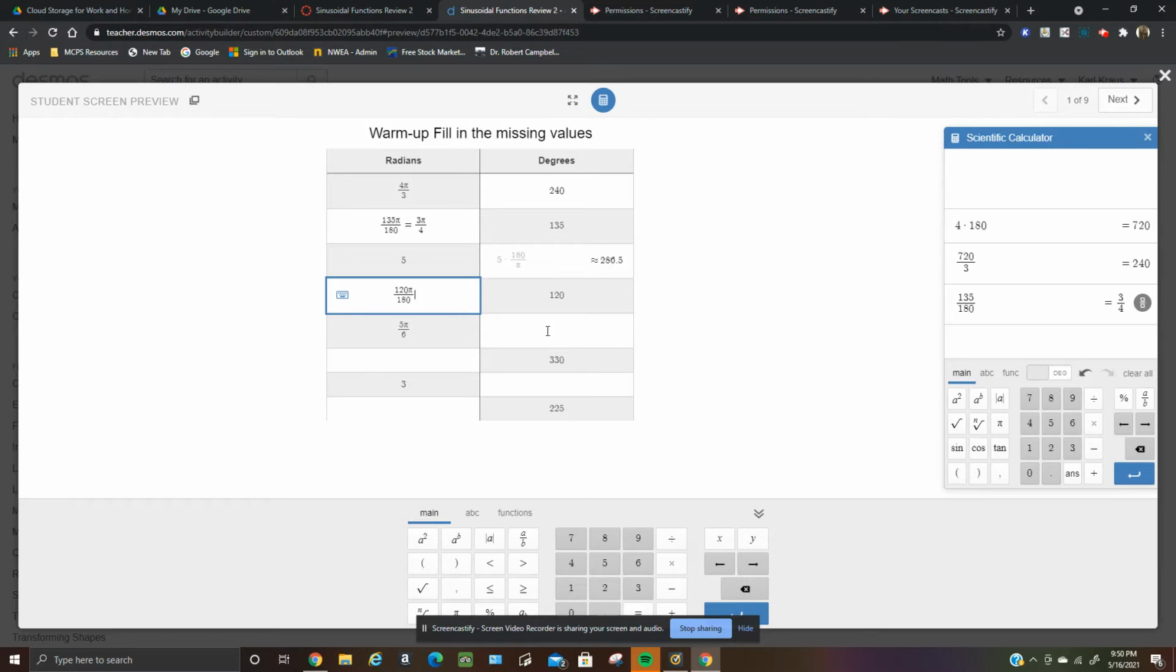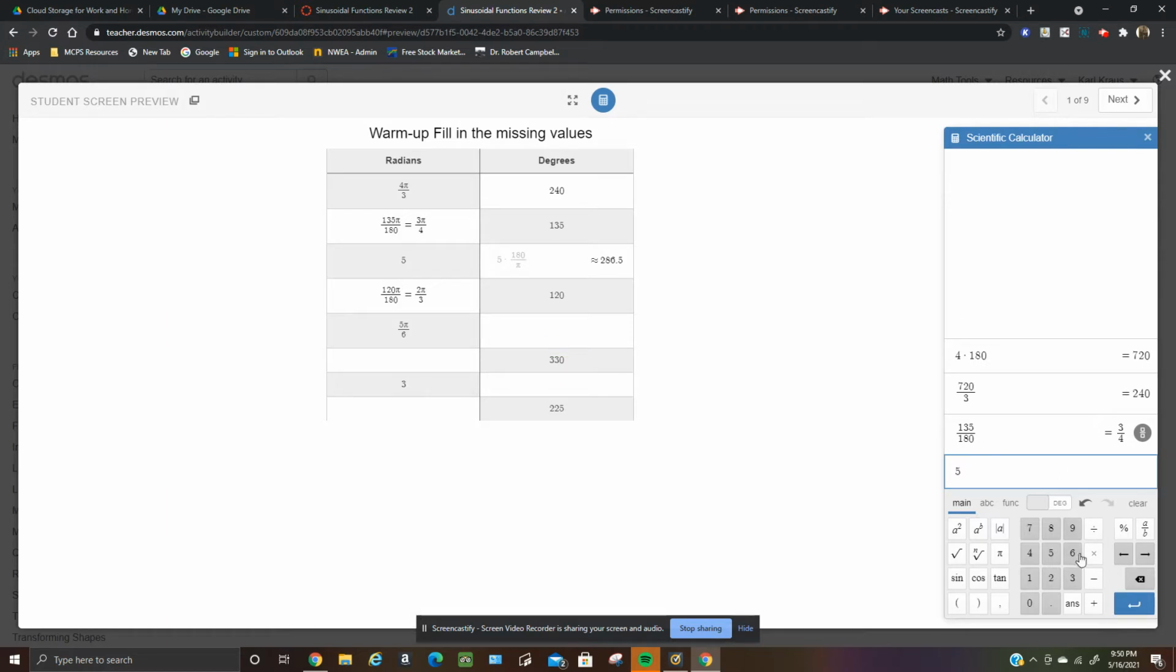and 120 divided by 60 is 2. We get 2 pi over 3. And then 5 times 180 and divide that by 6. 900 divided by 6 is 150.